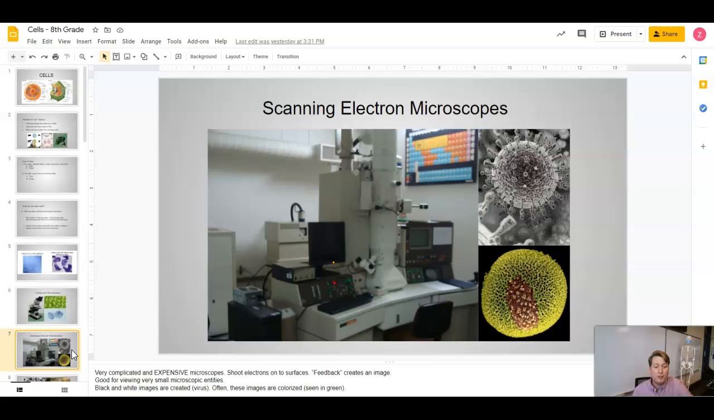Like, for an example, a virus. That's even smaller than a cell. And we know a virus is not a living thing from the video we watched. Are viruses living organisms? So usually they're in black and white, but scientists can colorize them to make them more interesting and easier to view. Similarly, how we would actually add color to a slide, they colorize the picture after it's taken by this big giant electron microscope.